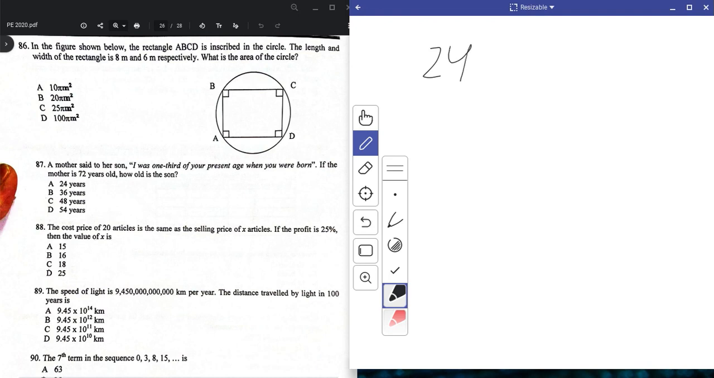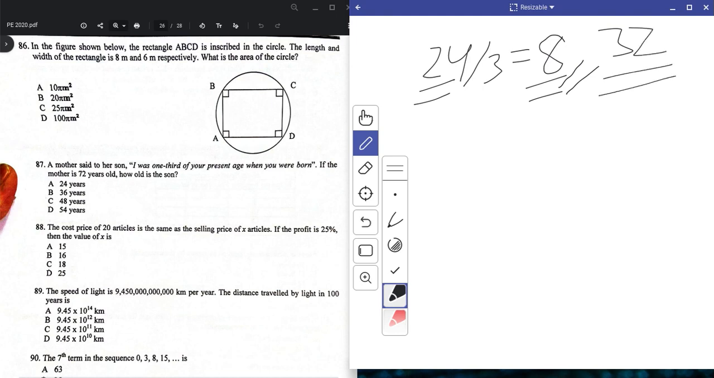Now 1/3 of 24 means 24 divided by 3 is equal to 8 years old. This means when the son was born, mother was 8 years old. That means mother is 8 years older than the son. Now since current age is 24 plus 8, which is equal to 32, which is not correct because the current age of mom is 72 years old. Now let's check with 36. 1/3 of 36 is equal to 12.